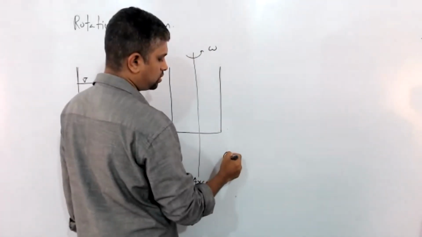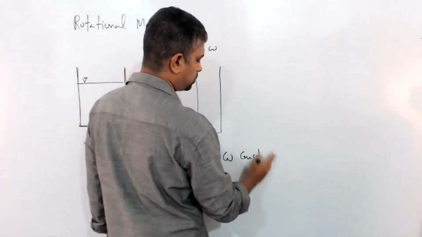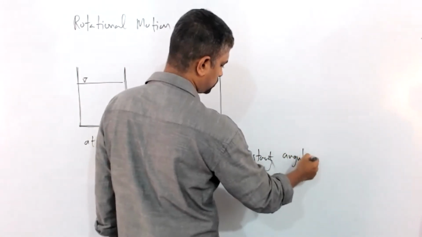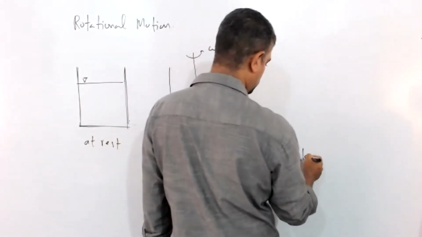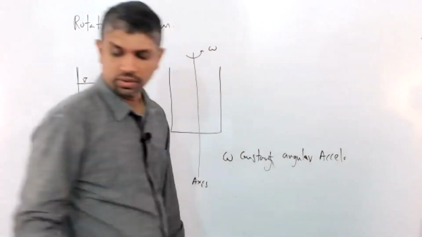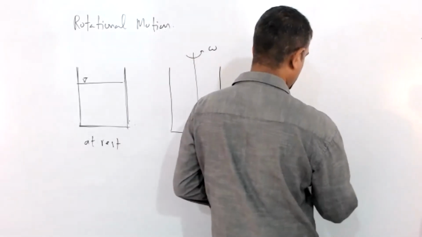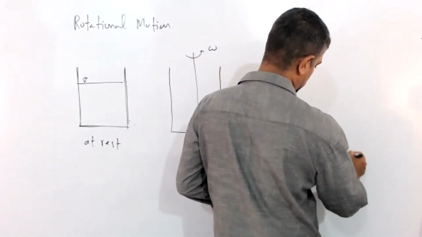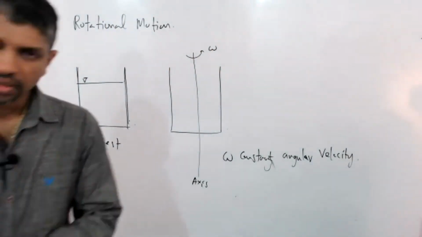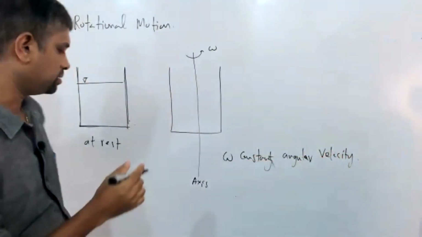The container is subjected to a constant angular velocity, omega constant. That means there is no angular acceleration. If there is an acceleration, the situation will be a little bit different. You can remember that.